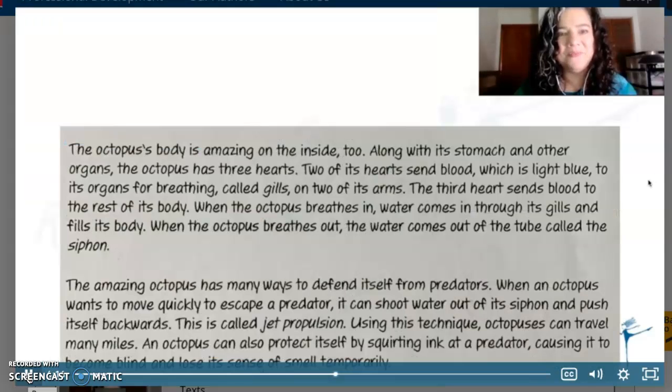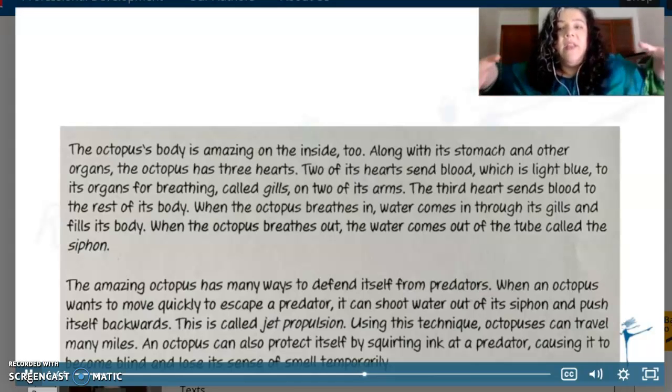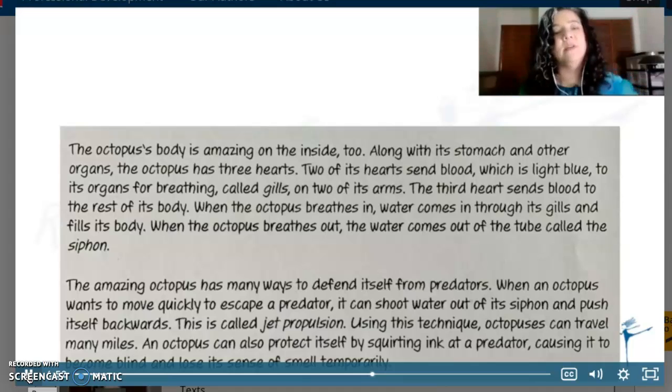Here we go. The octopus's body is amazing on the inside too. Along with its stomach and other organs, the octopus has 3 hearts. 2 of its hearts send blood, which is light blue, to its organs for breathing called gills on 2 of its arms. The 3rd heart sends blood to the rest of its body. When the octopus breathes in, water comes in through the gills and fills its body. When the octopus breathes out, the water comes out of a tube called the siphon.